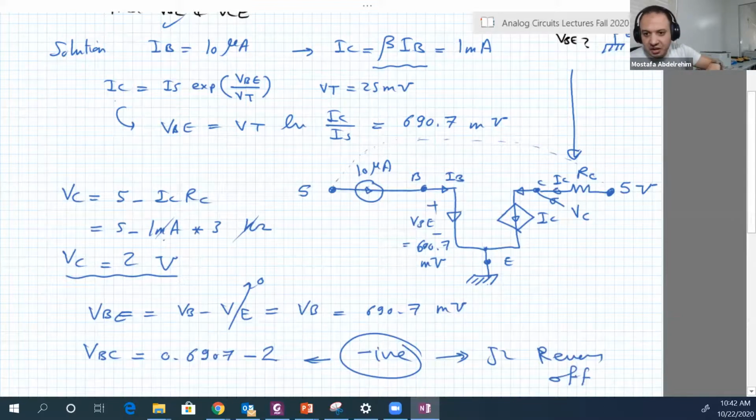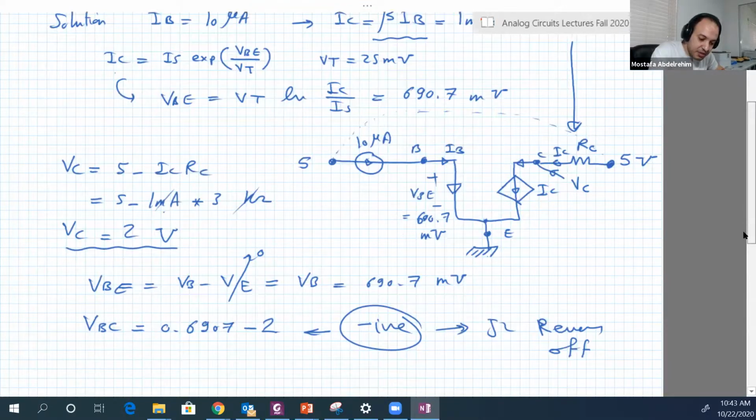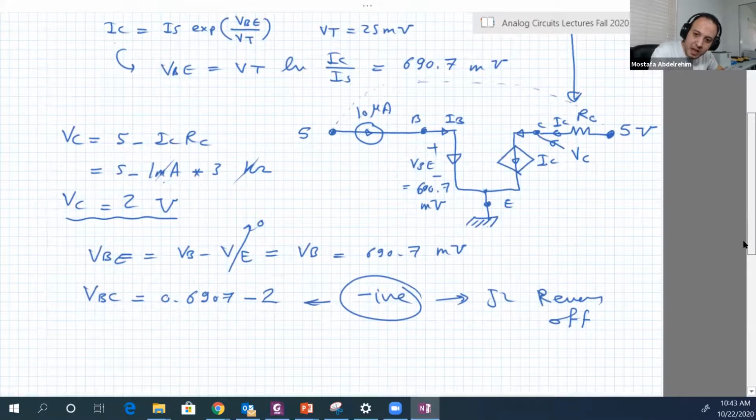This is just a check, because from the givens, this is the active region. So your numbers should give something that conforms with this. So it should be the active region, so J2 should be reversed. Okay, let's have another example. Is this clear, guys? Any questions?